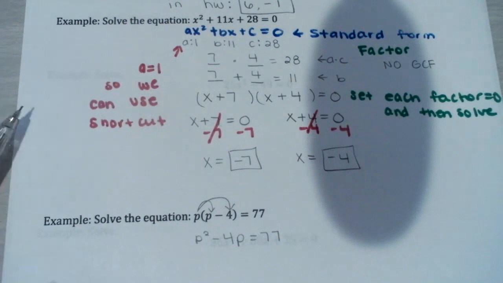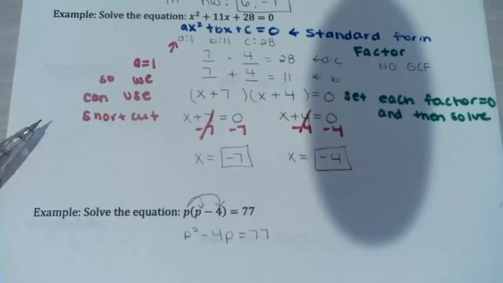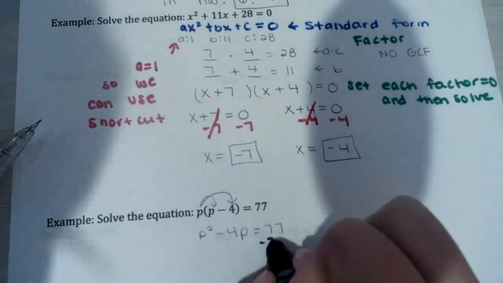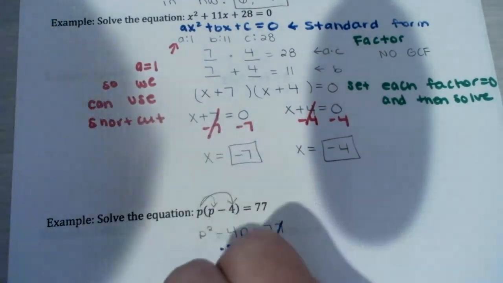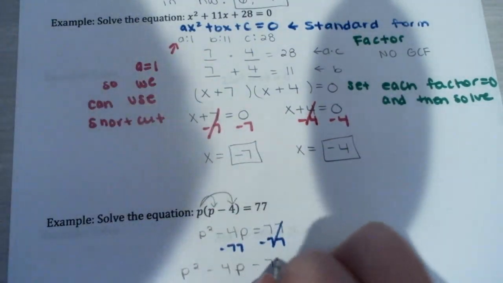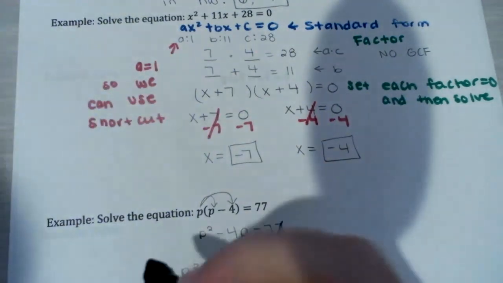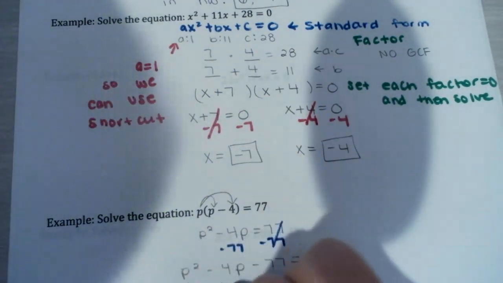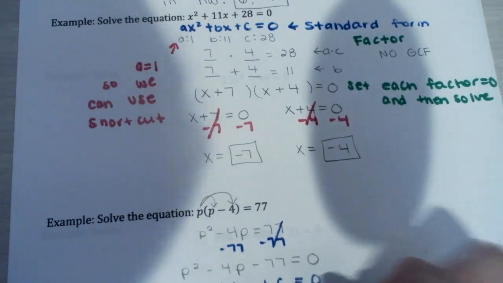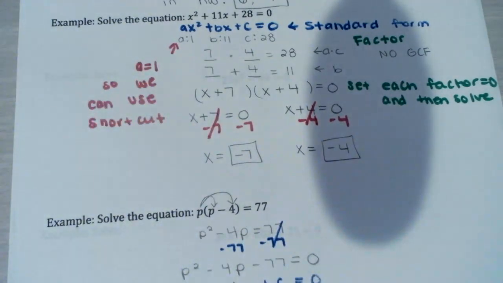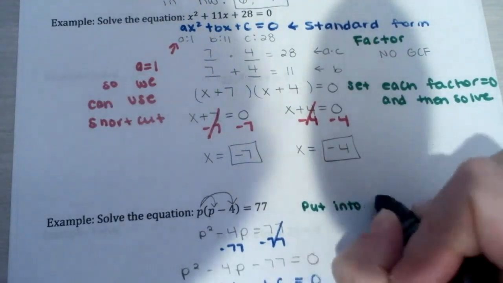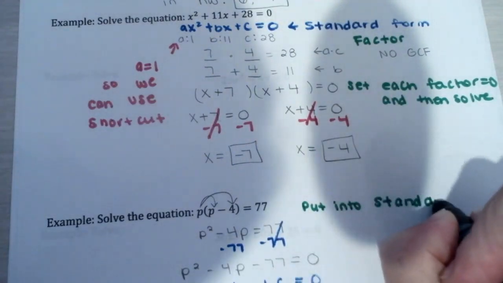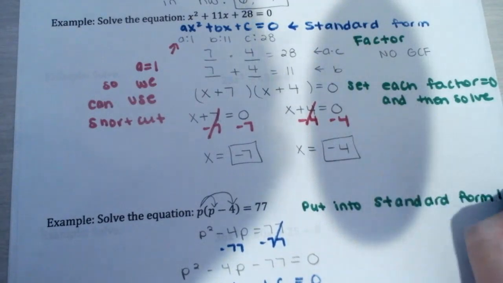Next, we need to move this 77 over. So let's subtract 77 from both sides. That way those cancel. So we're left with p squared minus 4p minus 77 equals 0. So now it's in standard form of ax squared plus bx plus c equals 0. So pausing for a second, let's write that down. Put into standard form first.